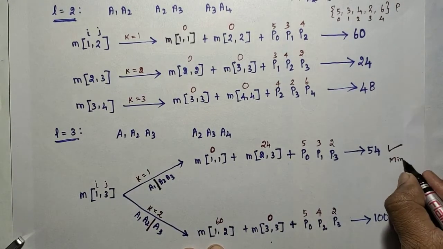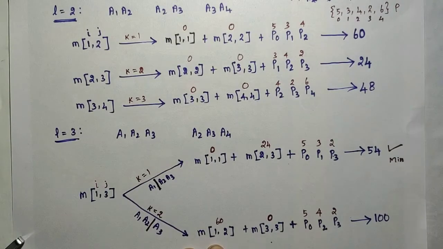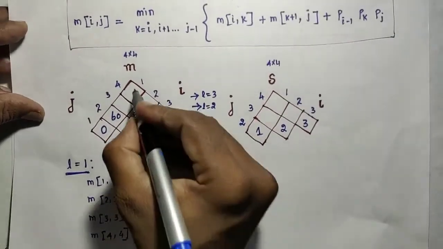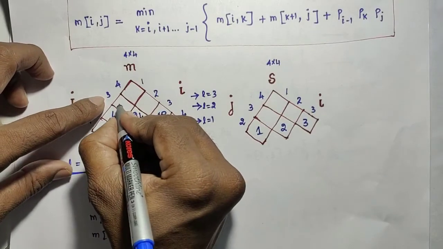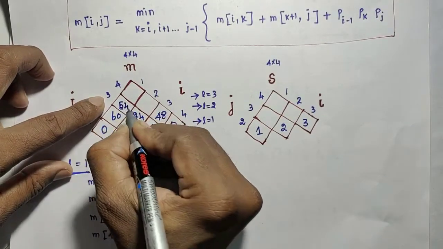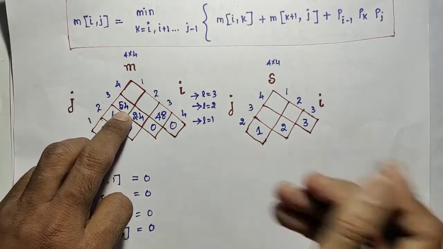Okay, it is marked as a minimum, so that needs to be filled there. So 54 has to be filled for M of 1 comma 3. Now it is this field. This will be filled with 54. Okay, so that is the minimum multiplication.